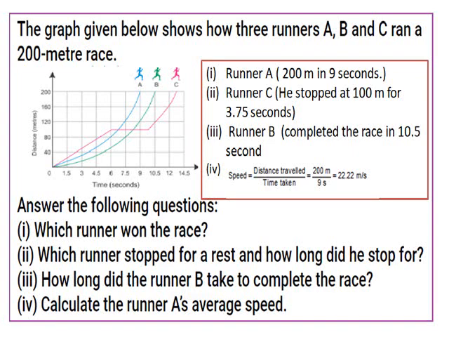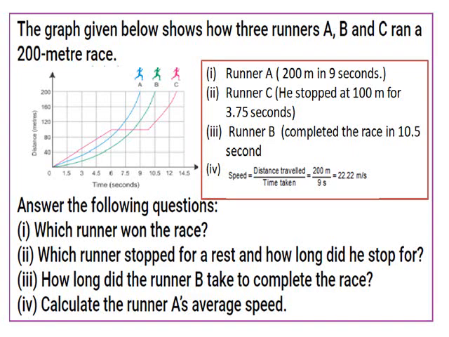Third question, how long? How long again here represents time. How long did runner B take to complete the race? So what is the time taken by runner B to complete the race? As we have seen, it is 10.5 seconds.